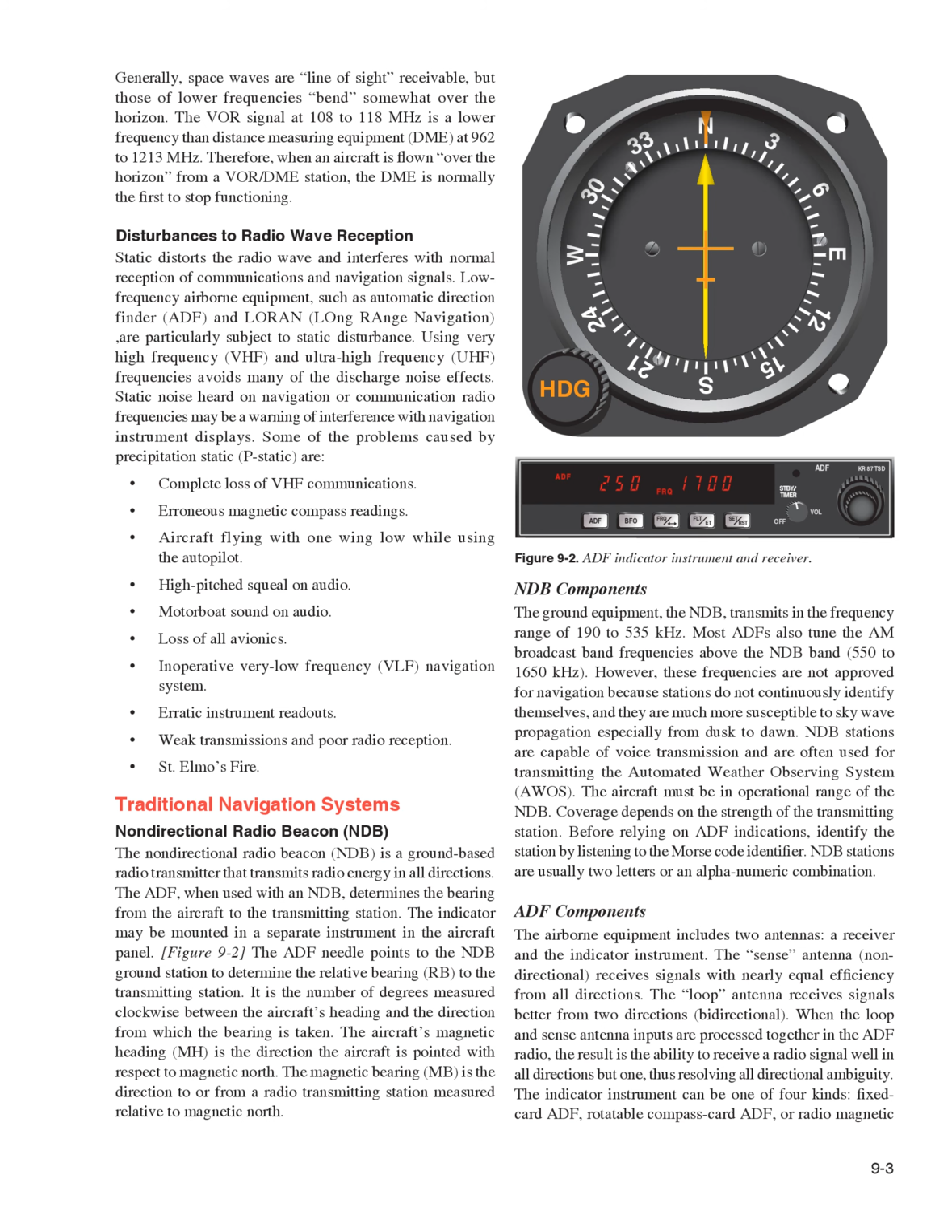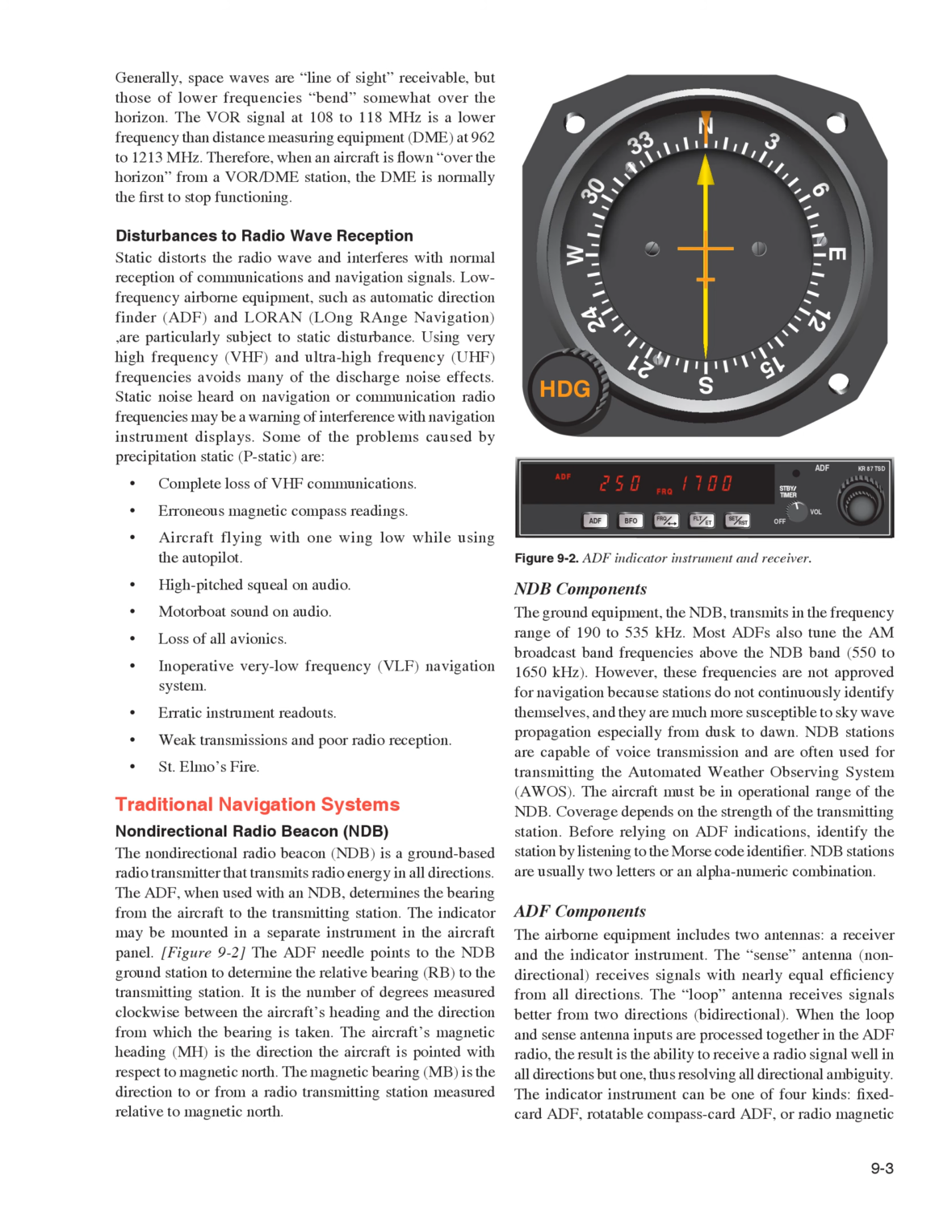The aircraft must be in operational range of the NDB. Coverage depends on the strength of the transmitting station. Before relying on ADF indications, identify the station by listening to the Morse code identifier. NDB identifiers are usually 2 letters or an alphanumeric combination.